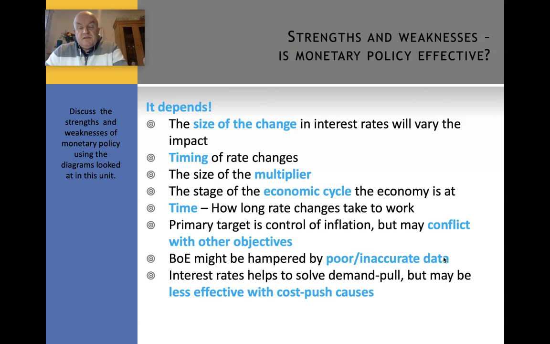Another thing to bear in mind, and this is almost when we're starting to try to evaluate monetary policy now, interest rates will solve demand pull effectively if inflation is being created by higher levels of demand. Then clearly by increasing interest rates, it would certainly depress demand and so solve the problem of demand pull inflation to a point. However, it's not necessarily going to have the same effect on some of the cost push causes, where the costs of production are being increased for businesses, and that is effectively what's driving prices upwards rather than demand.